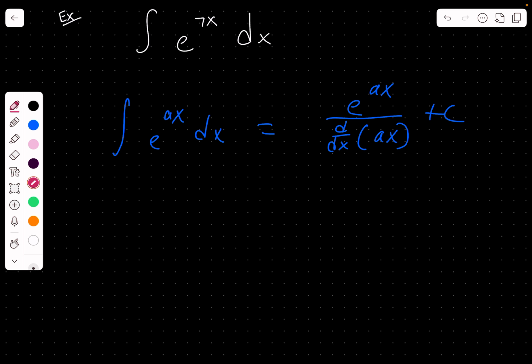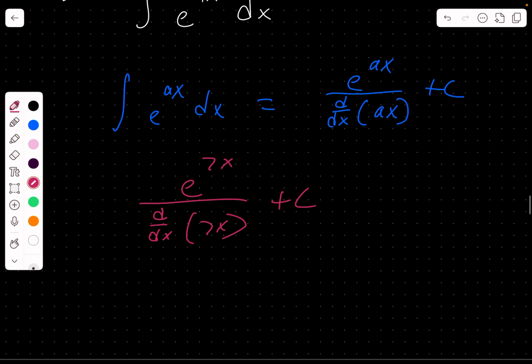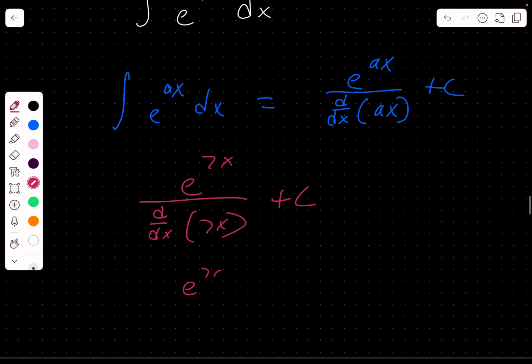So what do we do with this one? Well, I created this little rule here on my own. I think it's legal. It definitely gives you the right answer. But let's try this. Given this rule, we have e to the 7x, in this case e to the ax, over the derivative of a to the x, and a to the x is actually 7x for us, plus c. So what is the derivative of 7x? The derivative of 7x is 7. So this would be our answer.